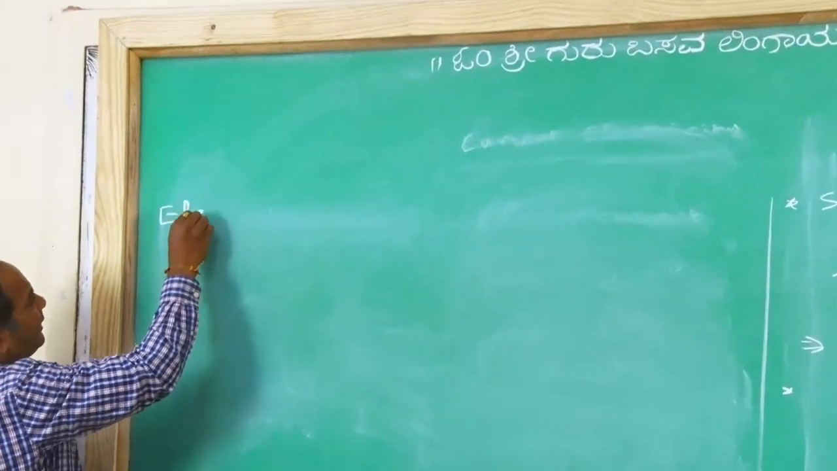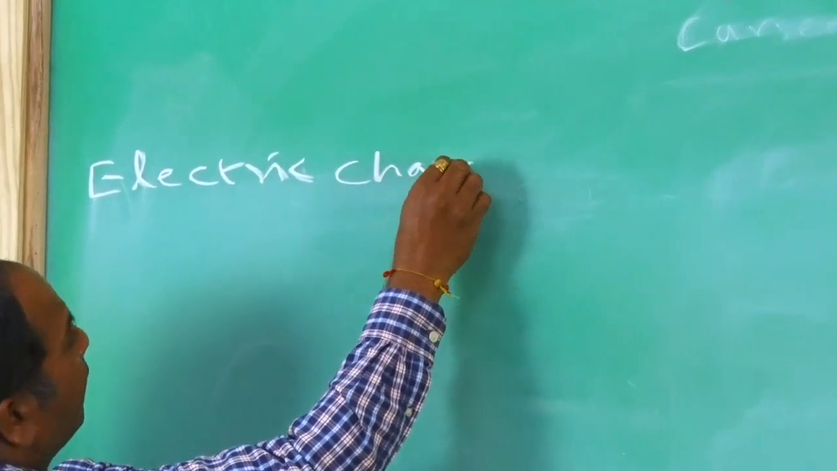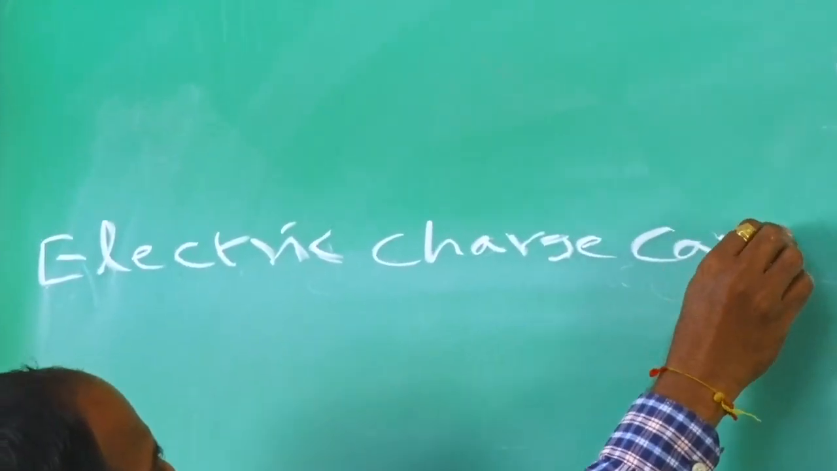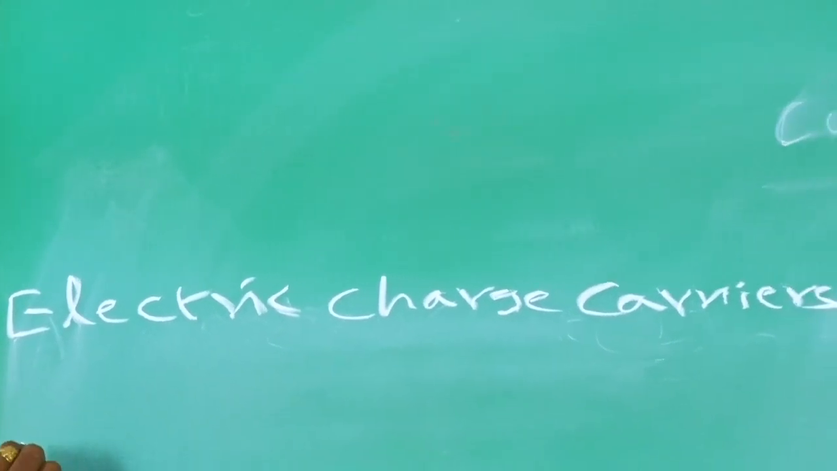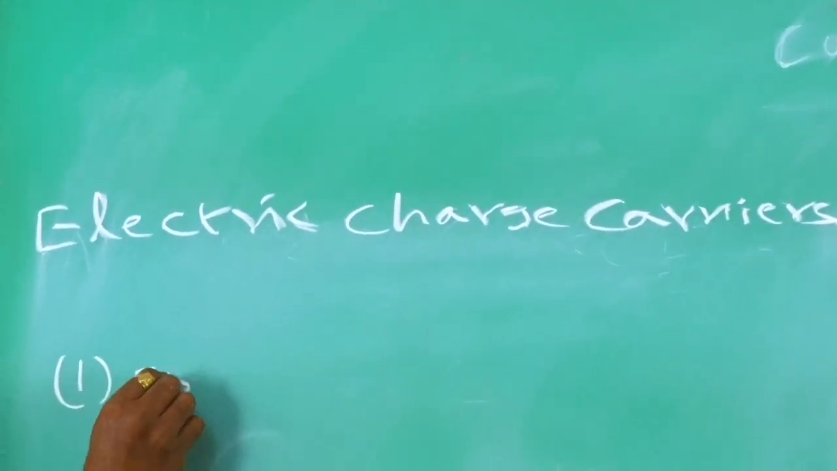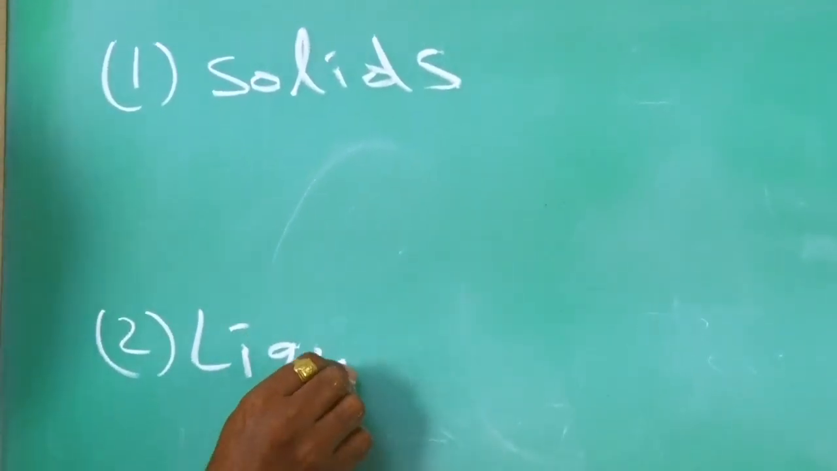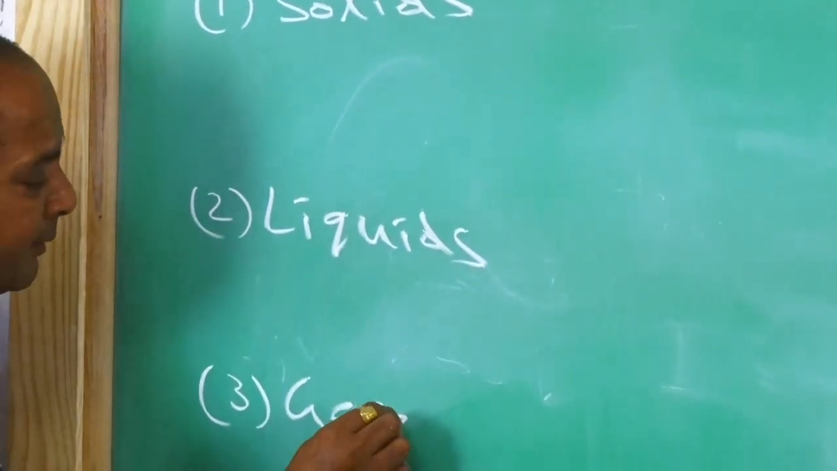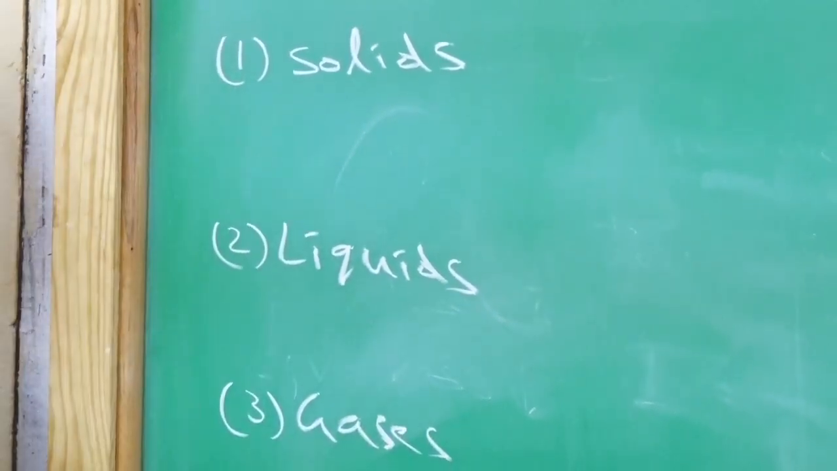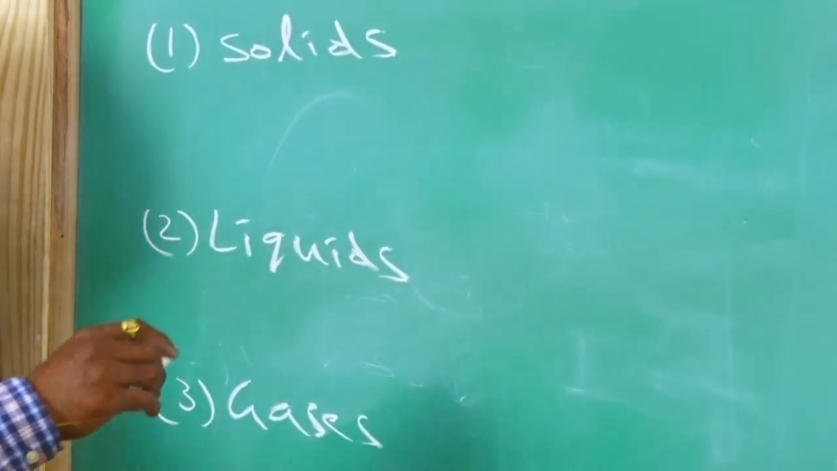Here the electric charge carriers are different in different types of materials. Generally, frequently we are able to observe 3 types of materials. One is solids, another one is liquids, and another is gases. Here the substances are classified into 3: solids, liquids and gases.